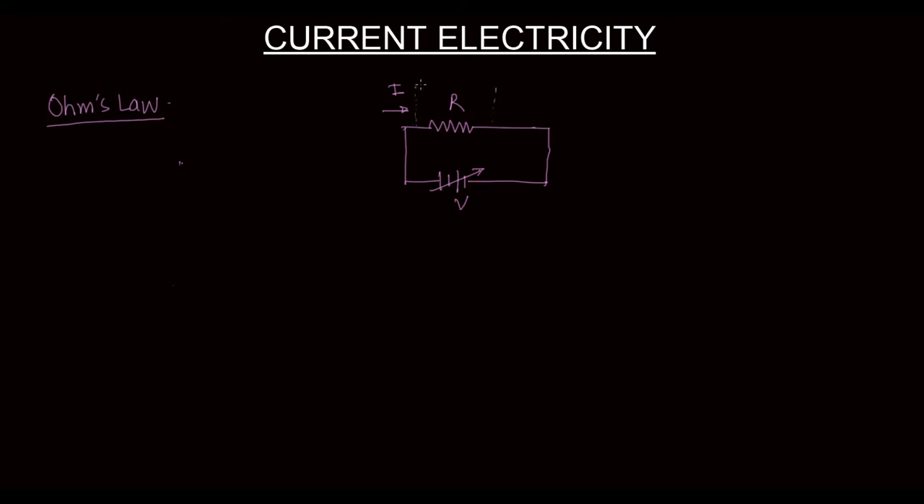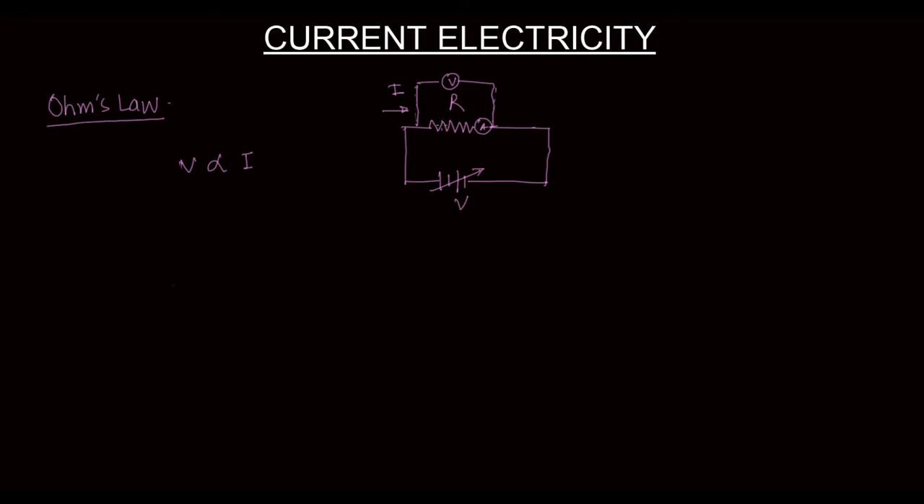The voltage across this resistor is measured by a voltmeter, and the current through this resistor is measured by an ammeter, right? We see that V is directly proportional to I.